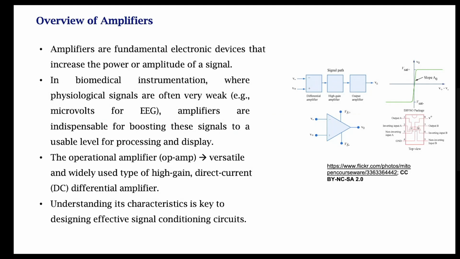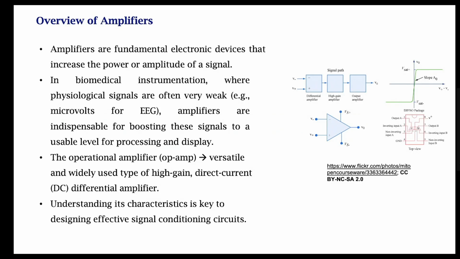In biomedical instrumentation, we are interested in increasing the physiological signals that are very weak. For example, in the case of EEG, you are going to have amplitudes that are in the order of microvolts. But usual display systems and measurement systems can only measure up to volts. So that means that your amplifier should have at least a gain of 10,000, for example.